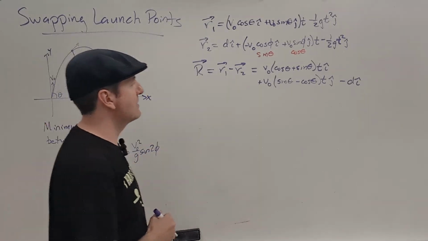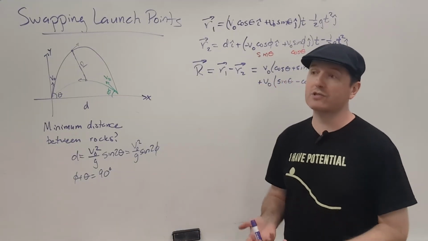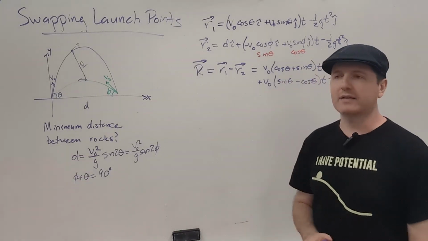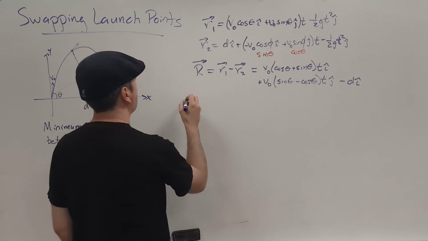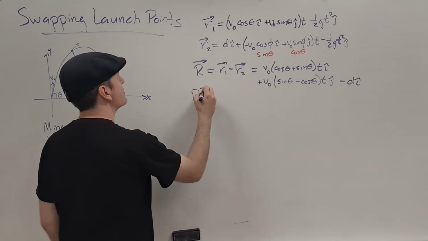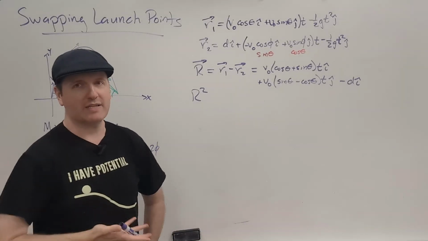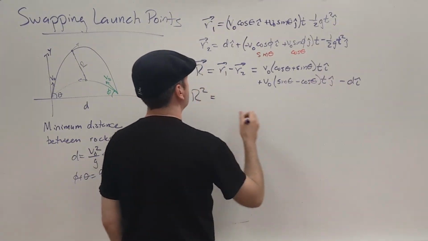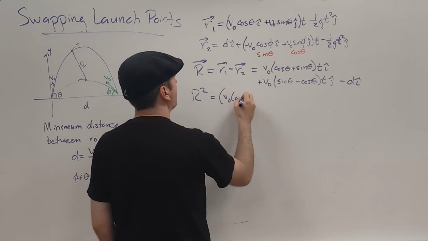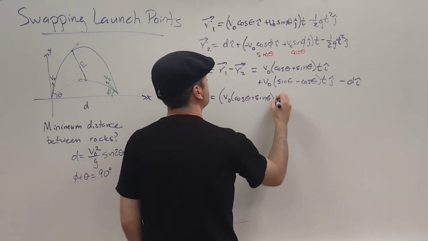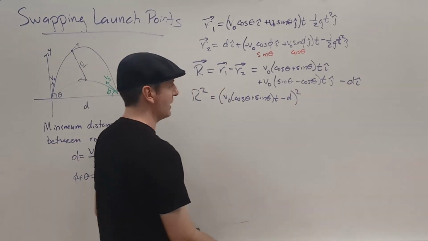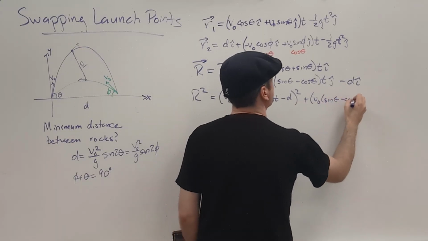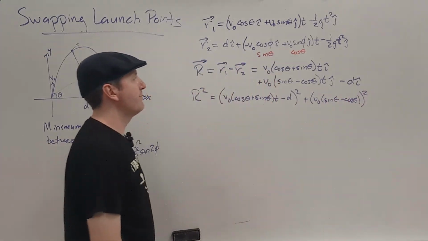Now, it turns out that minimizing the magnitude of a vector is equivalent to minimizing the square of the magnitude of the vector because, well, it's never 0. We know that automatically. So we can just write down that I want to find the derivative of r squared. I don't have to actually take any square roots. It just makes the algebra messier. And the square of this vector, notice both these pieces are in the i direction. So it's going to be V0 cos theta plus sine theta t minus d quantity squared plus V0 sine theta minus cosine theta t quantity squared.